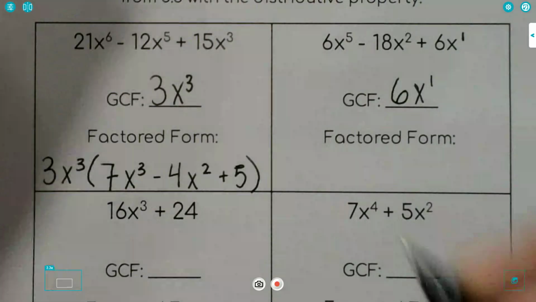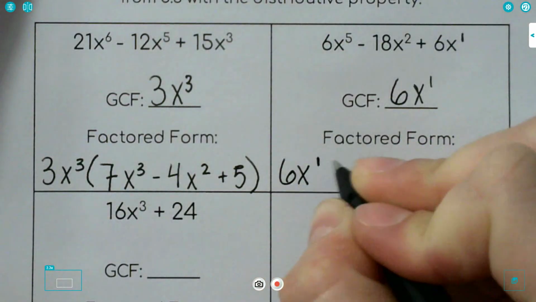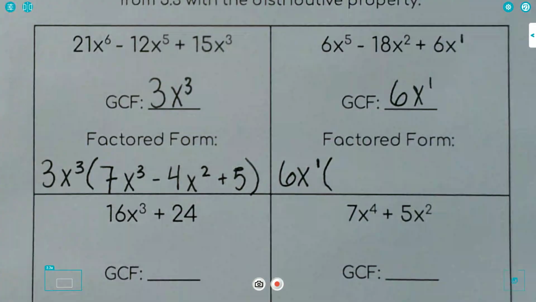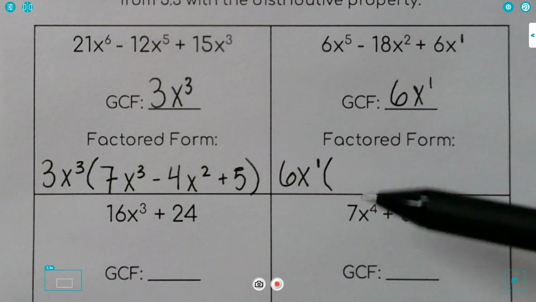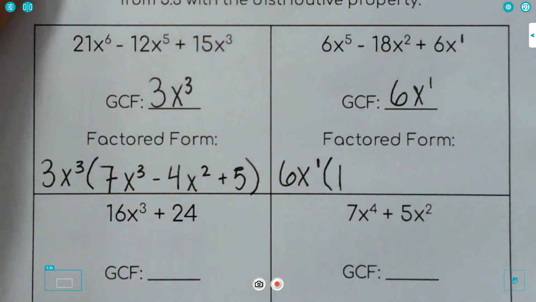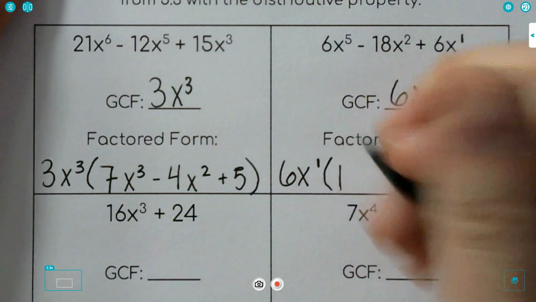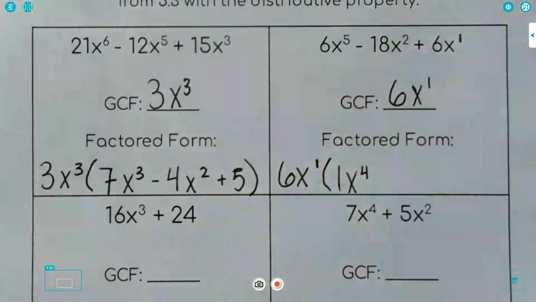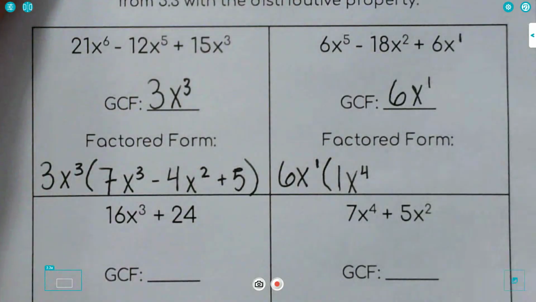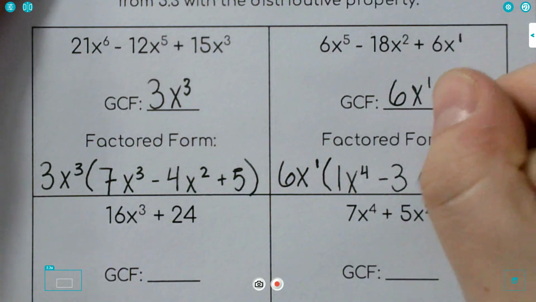All right, so let's factor it out then. Let's put 6x to the 1st in front of my parentheses. Okay, 6 divided by 6 is 1. You can put a 1 there if you would like. And then we subtract our exponents. 5 minus 1 is 4. So I've got 1x to the 4th, or you could just put x to the 4th. Negative 18 divided by 6 is negative 3. And 2 minus 1 is 1. So I get x to the 1st there.